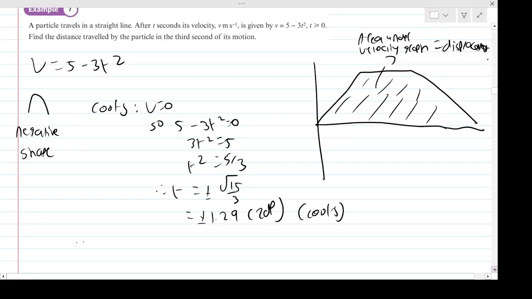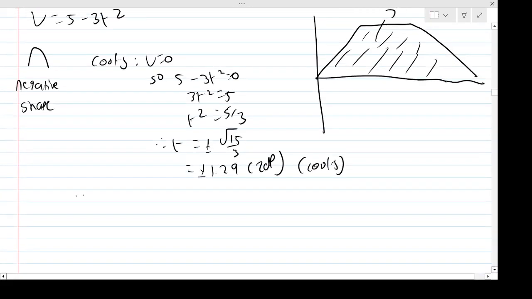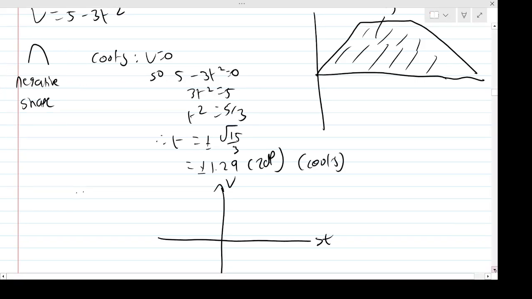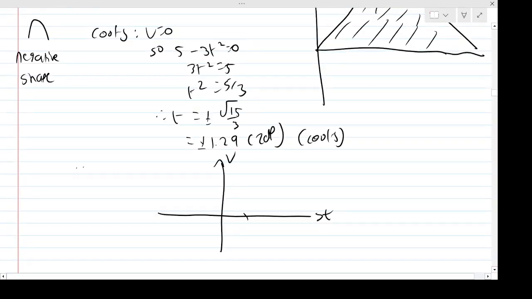So I can then use this to sketch my velocity graph. So again, I've got t against the velocity v. Again, it's going to have a negative frowny shape like this because it's a negative quadratic. And it passes through plus 1.29 and minus 1.29. There we are. So it's going to have this sort of shape. There, okay. Right, so that's my velocity time graph.